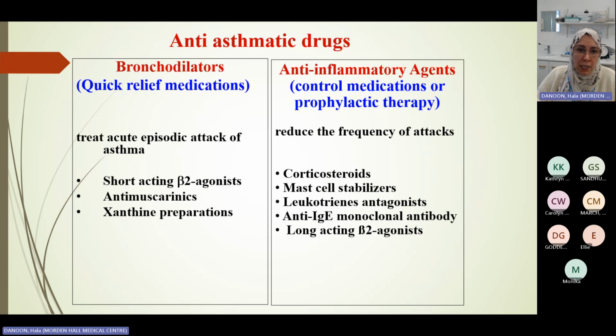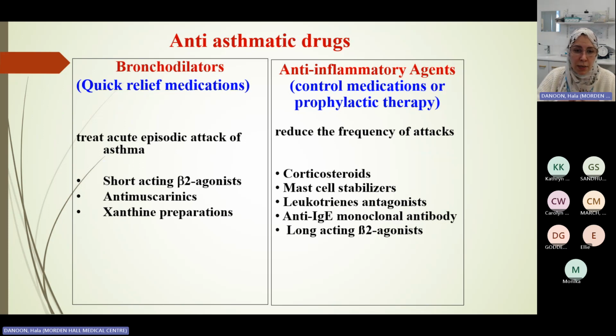Then there are the anti-inflammatory agents, or control medication, or prophylactic therapy. These are the ones that will last a lot longer, because we're trying to reduce the inflammation in the lungs to prevent that cascade of inflammation, mucus, constriction and mast cell activity. The main category that we use is the corticosteroids. So it is your inhaled steroids, and they have a massive place in the management of asthma.